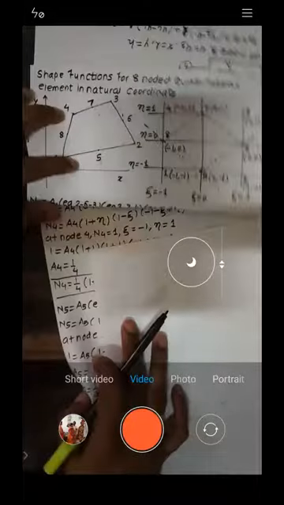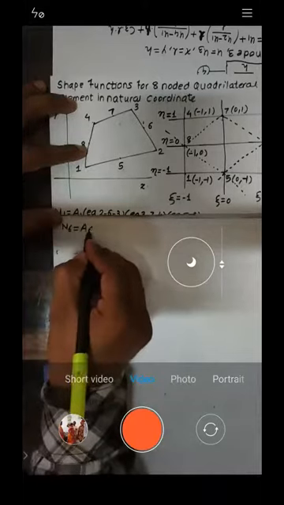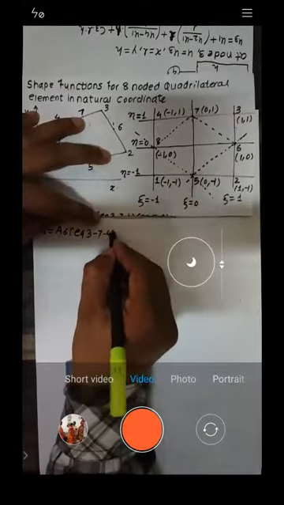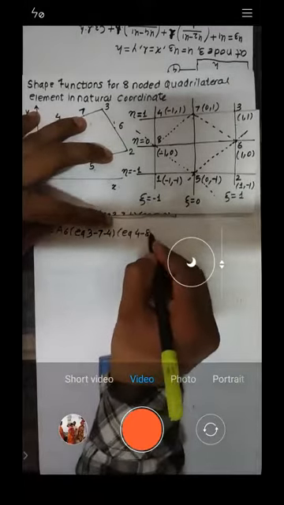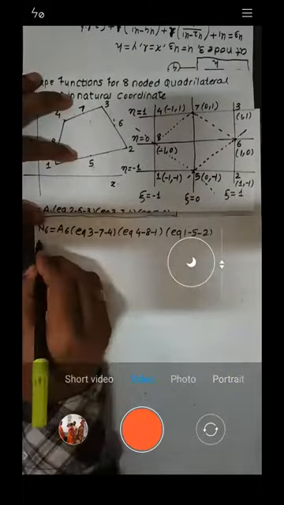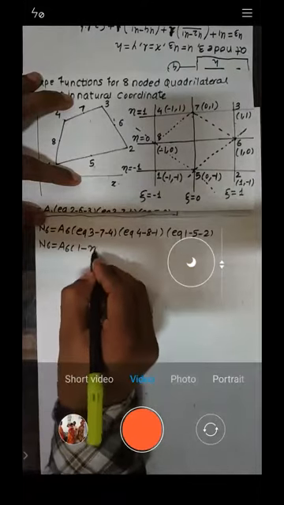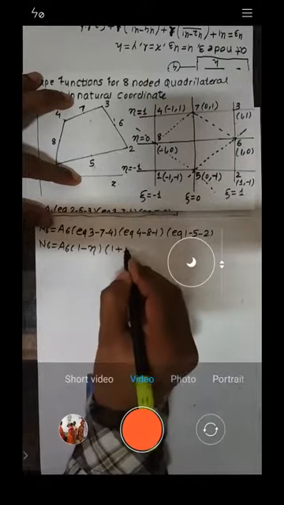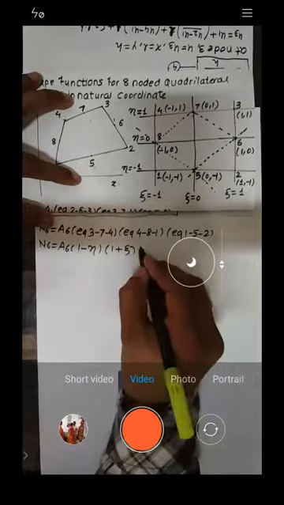So let's do it for N6. N6 is equal to A6 into the equations of the lines which are not passing through node 6. They are 3-7-4, then 4-8-1, and 1-5-2. What is the equation of 3-7-4? Eta is equal to 1, that is 1 minus eta. For 4-8-1, zeta is equal to -1, that is 1 plus zeta. And for 1-5-2, eta is equal to -1, that is 1 plus eta.